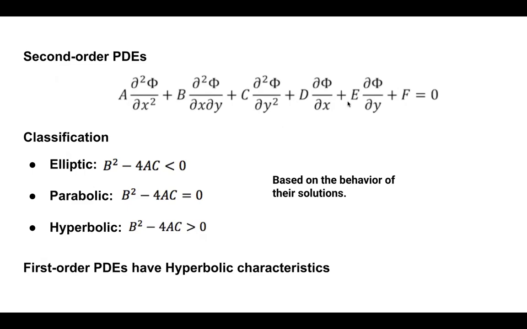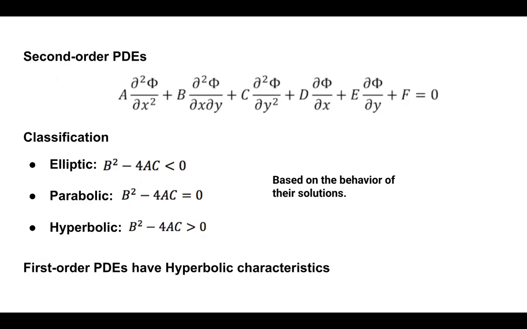So if we have an equation, we need to compare that equation with the standard model and identify what the coefficients A, B, C, D, E, F are in whatever equation we are trying to solve. Once you have these coefficients by comparing the standard form to your equation, you can calculate the term b square minus 4ac. If b square minus 4ac is less than 0, we say that we are dealing with an elliptic PDE. If b square minus 4ac is equal to 0, then we have a parabolic PDE. If b square minus 4ac is greater than 0, then we have a hyperbolic PDE.